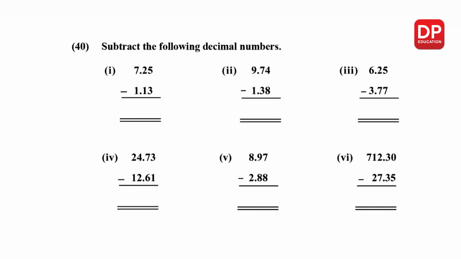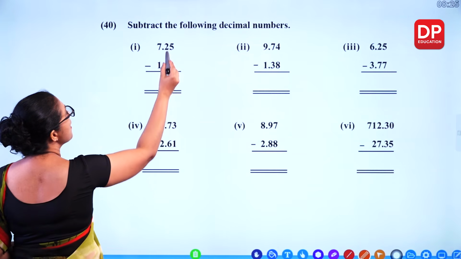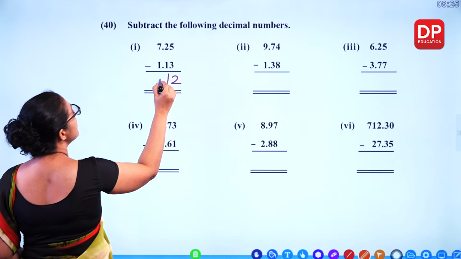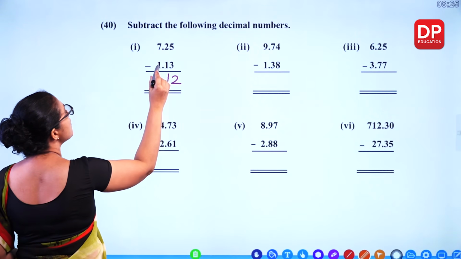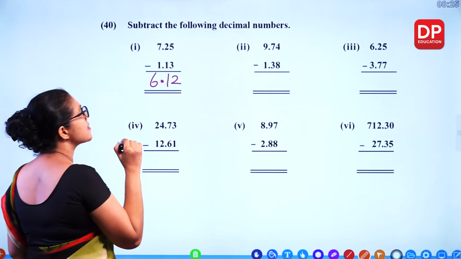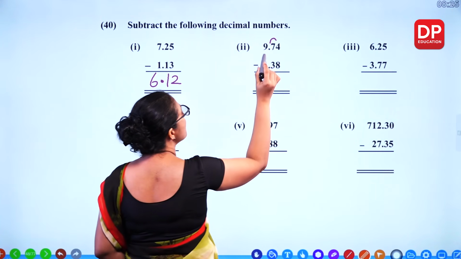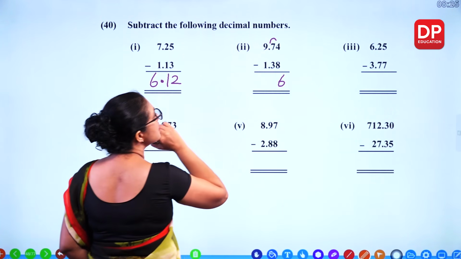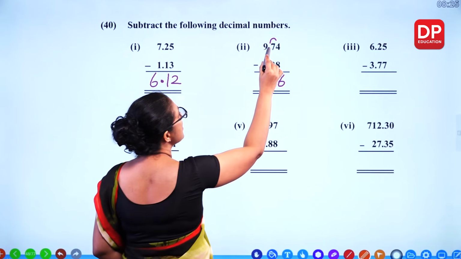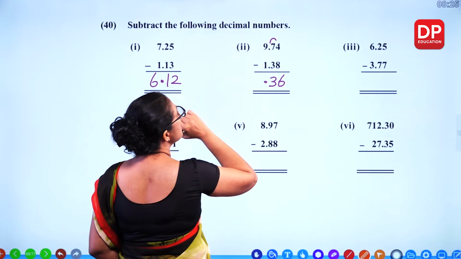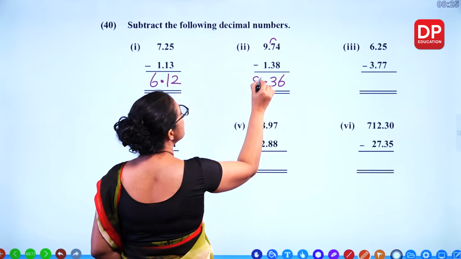Subtract the following decimal numbers. 5 minus 3, 2. 2 minus 1, 1. Then decimal point. 7 minus 1 is 6. You can't subtract 8 from 4, take 1. 14 minus 8, that's 6. This becomes 6. 6 minus 3, 3. With the decimal point. 9 minus 1, that's 8.